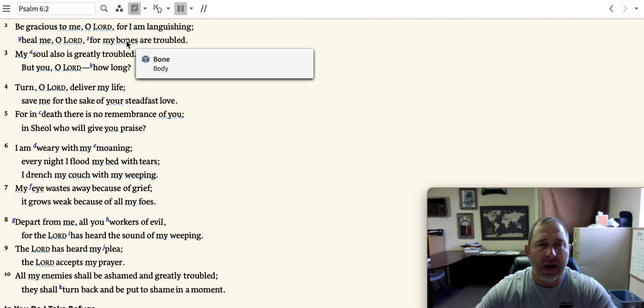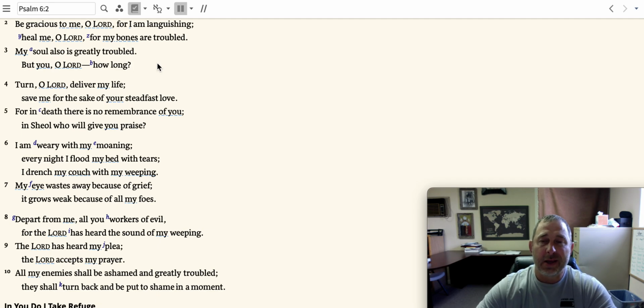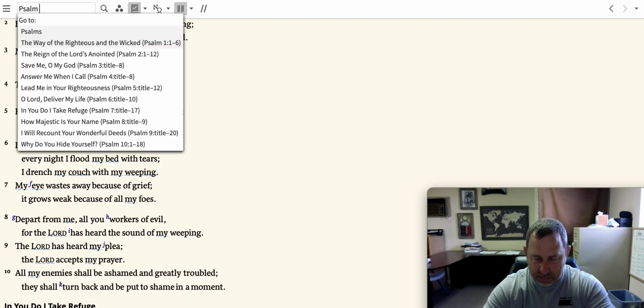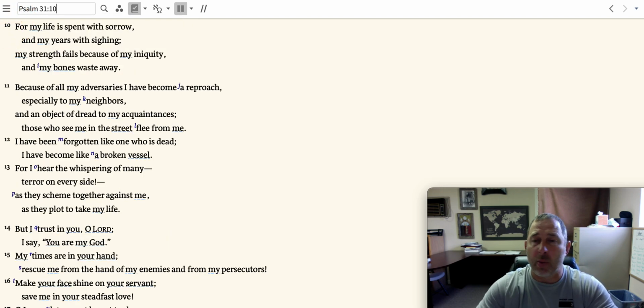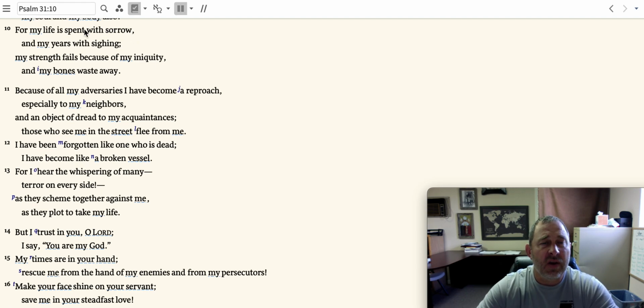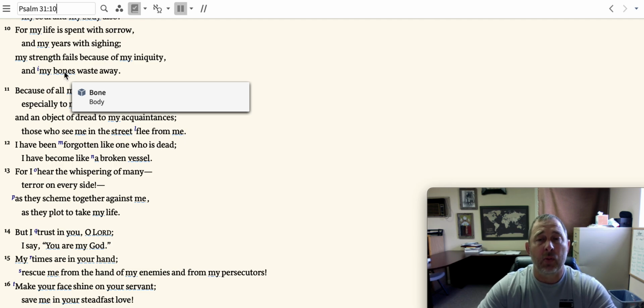And it's interesting, one writer was pointing out that bones are frequently used in the psalmist as a representation or a substitution in difficult times, right? My bones are troubled. And so we'll see this several times in the book of Psalms, the bones representing the whole of man going through difficult times, going through struggles. For my life is spent with sorrow and my years with sighing. My strength fails me because of my iniquity and my bones waste away. Again, the bones are the part representing the whole.